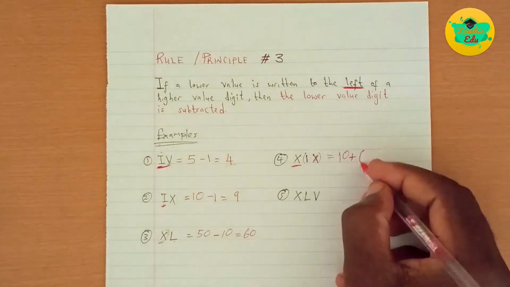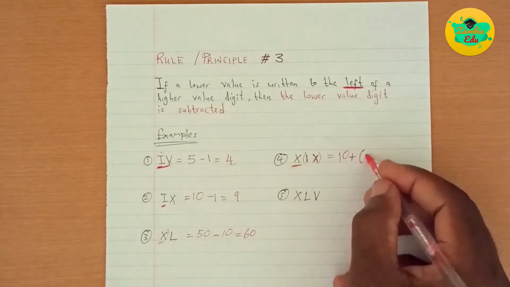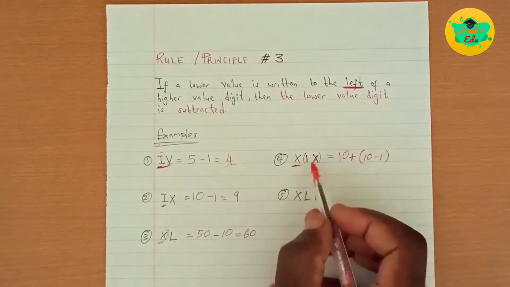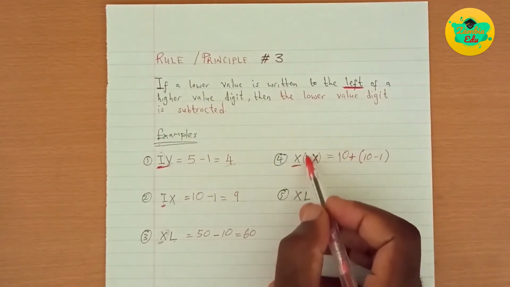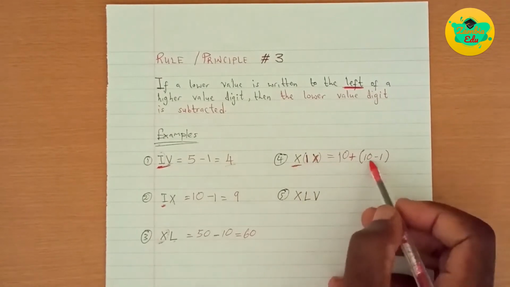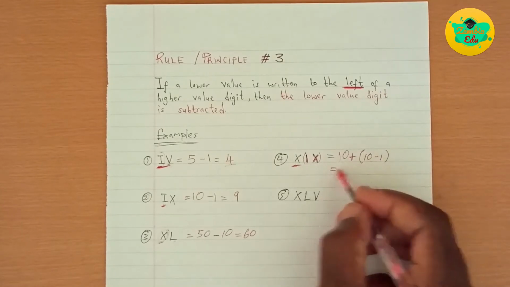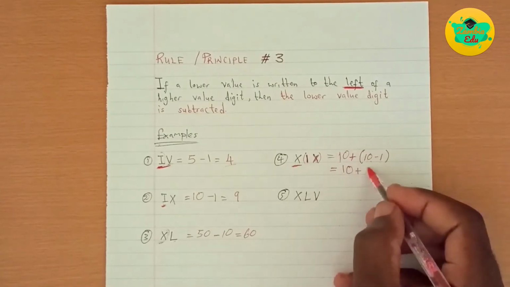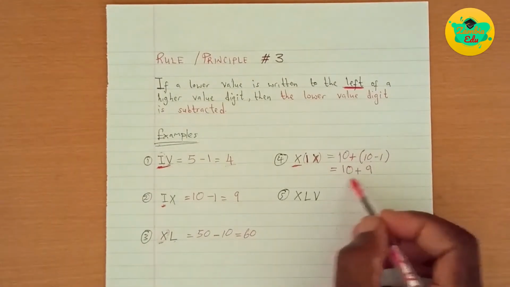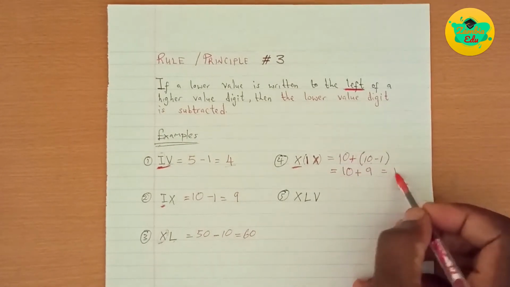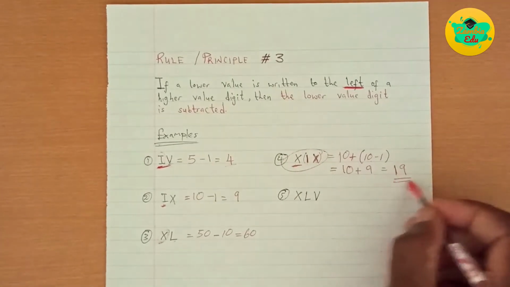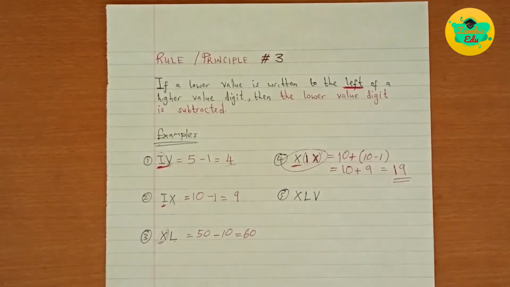So we are going to open the brackets and show 10 take away 1. Why are we doing 10 take away 1? Because the lower value digit came to the left of the higher value digit. So we need to work out these two separately in the brackets in that way, which is going to give us 10 plus 9. Having that, we can say 10 plus 9 should give us the value of this Roman number as 19. All right, we're good to go. I hope you are following.